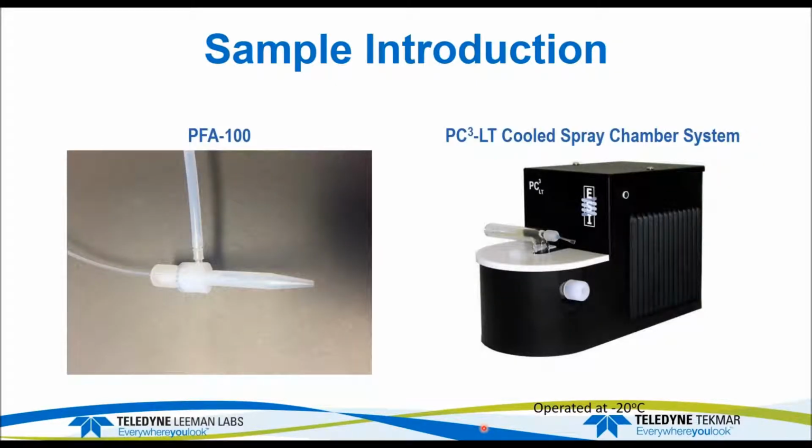Right. Here's the sample introduction. So it's the PFA 100 nebulizer. It's sort of a micro neb. Doesn't consume a lot of sample. And you can see the cool spray chamber here again set down to -20 degrees. There is a cyclonic spray chamber located in the front here. That's what chills it, and it's got insulation and things around it, and chills down. It chills down very quick. Within 5 or 10 minutes, you're ready to go. So it worked out pretty well.